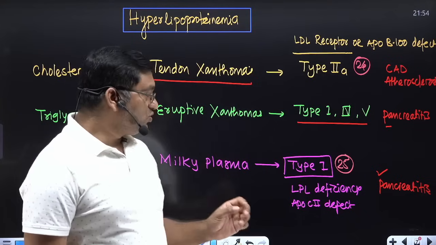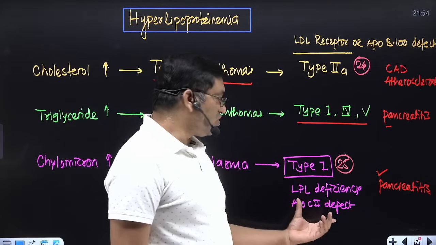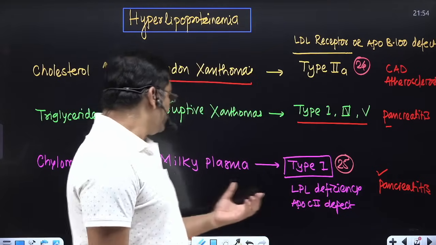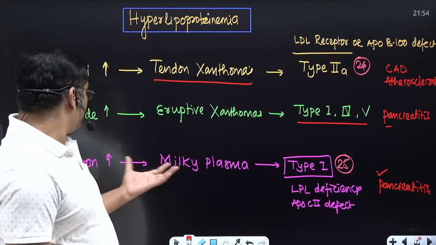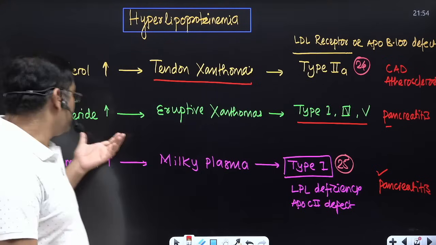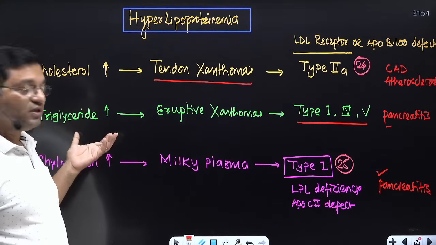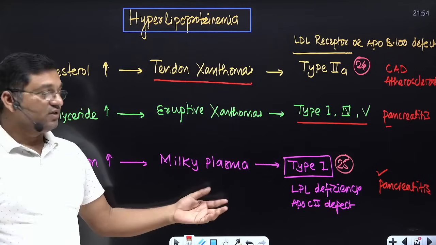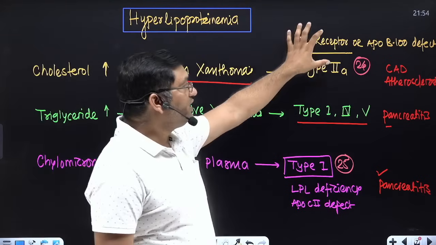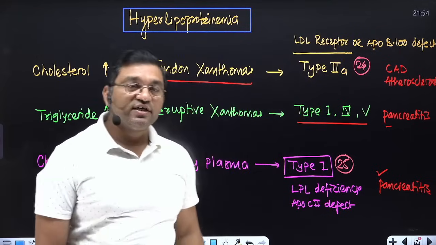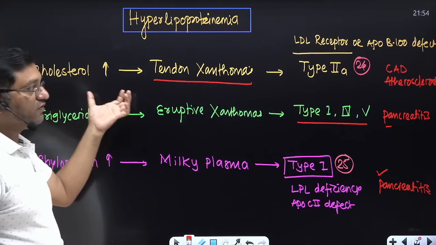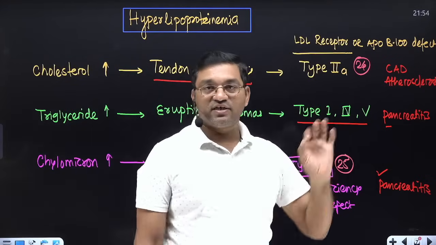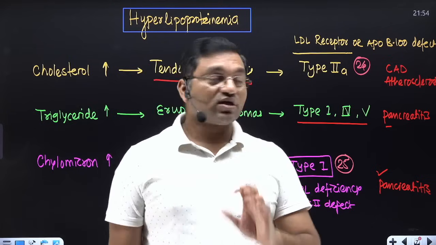Type 1 is due to lipoprotein lipase deficiency or ApoC2 defect. There is an increase in the chylomicron level, a milky plasma appearance, and as the chylomicron levels are raised, TG levels are also raised. Type 2A is the LDL receptor defect or ApoB100 defect. In this, there is tendon xanthoma, an increase in the cholesterol level, and they are more prone to coronary artery diseases and atherosclerosis.